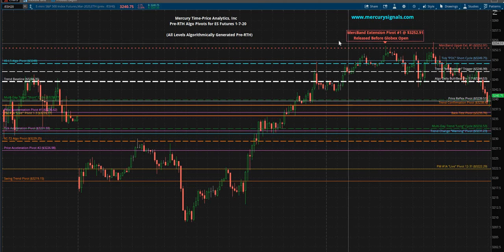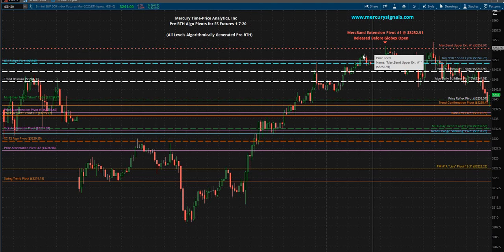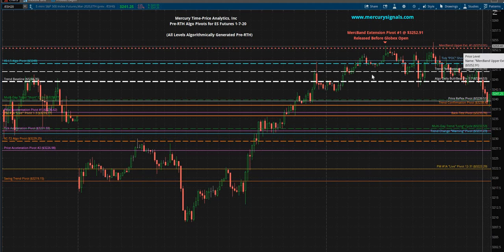But I want to point out that before the open of Globex, we put out the Mercury bands that I just showed you a minute ago, as well as these upper extensions. And I can't tell you how many times, because it happens very regularly, that ES will drift up right into these extensions. This was Mercury band upper extension number 1, 32.52.91, drifted right up to it, came down a little bit right into the European Open, came back up the second time and failed.